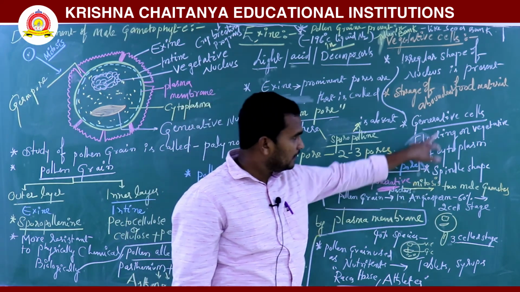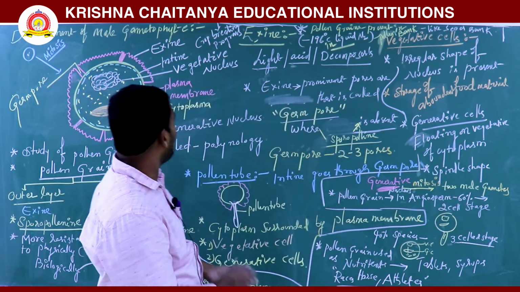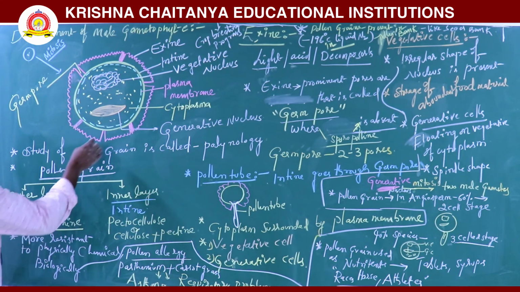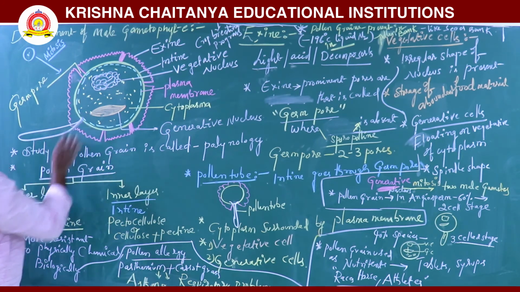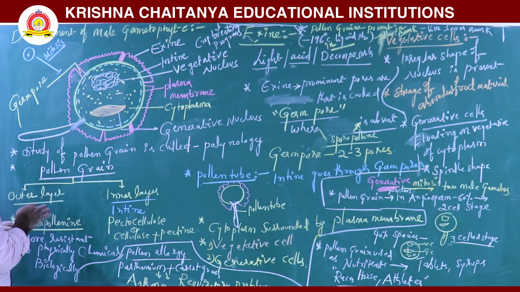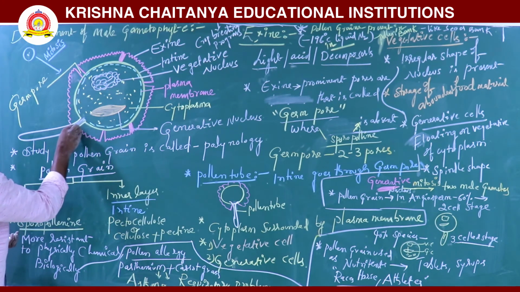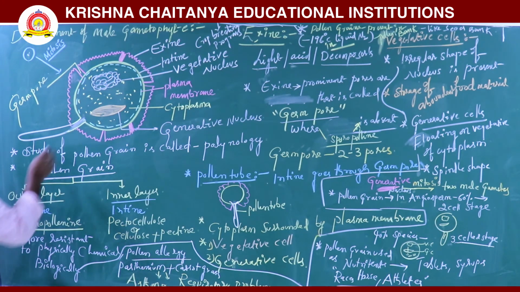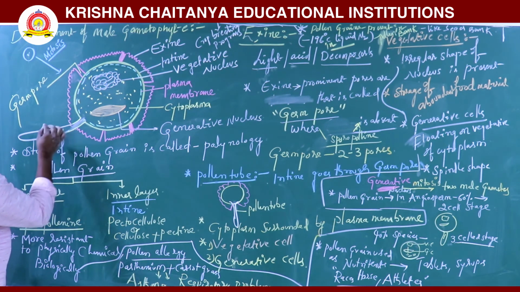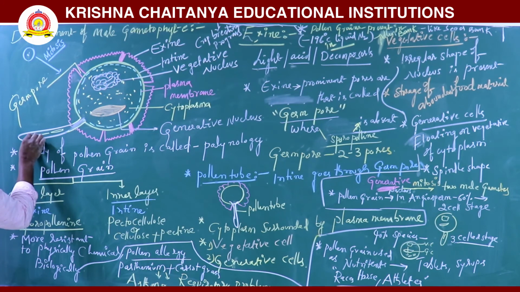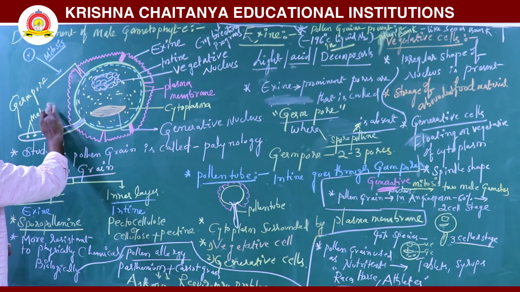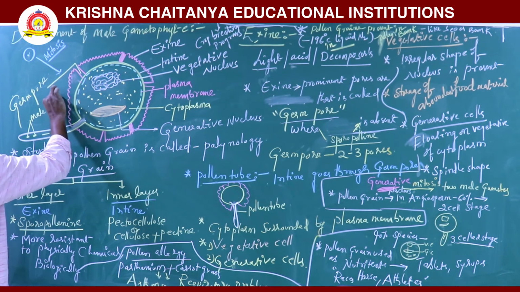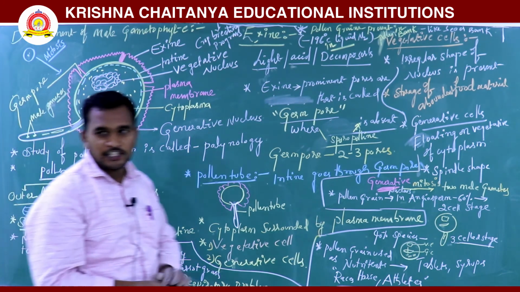Only the generative cell gives 2 male gametes. For example, here the germ pore is there, and this is the pollen tube. The generative cell comes into the pollen tube. This is the generative cell, and it divides into 2 male gametes. These 2 are the male gametes.